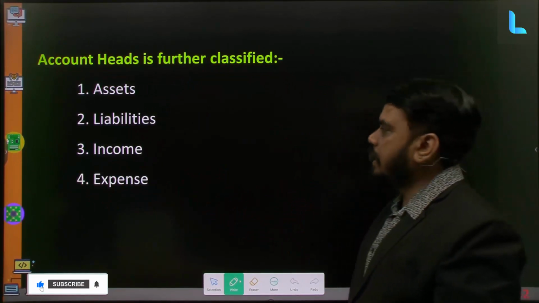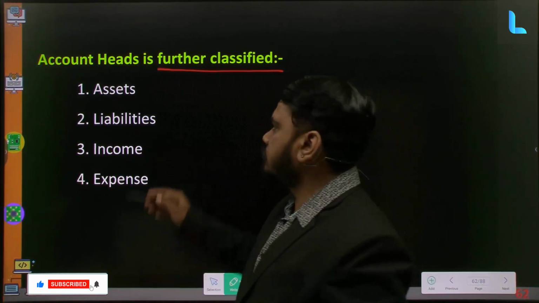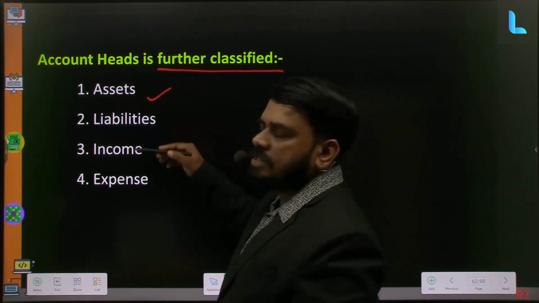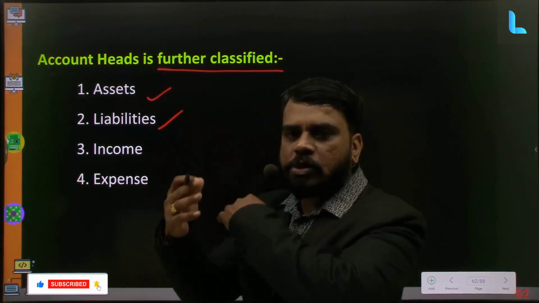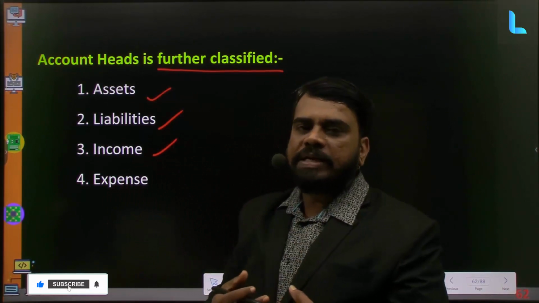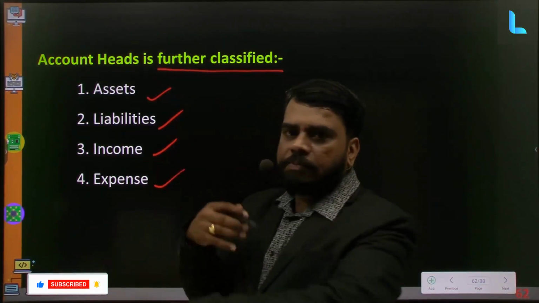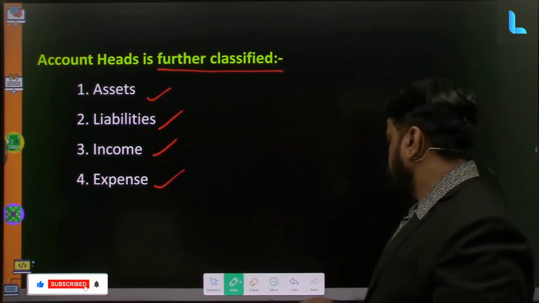As I said earlier, the account heads are classified into 4 types. Assets means what the company is possessing, liabilities is what the company is supposed or liable to give to others, income is what the company is earning, and expense is what the company is spending or making expenditures.